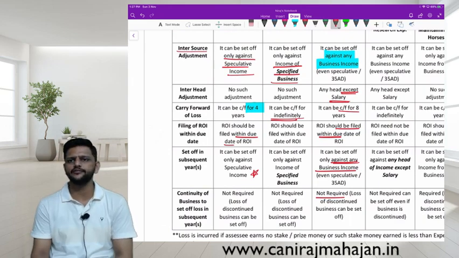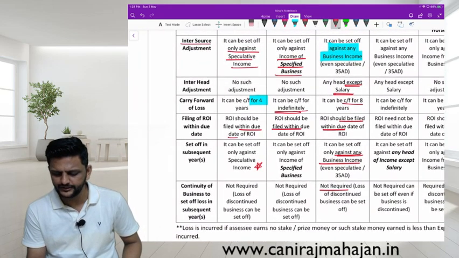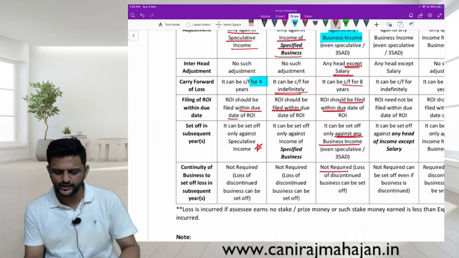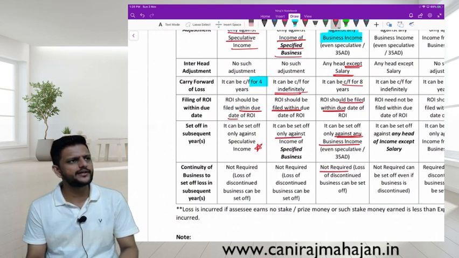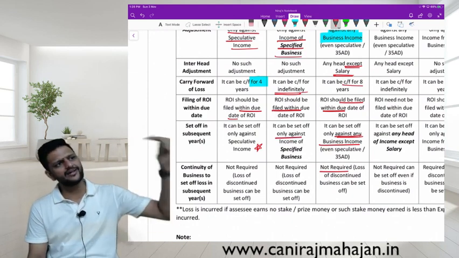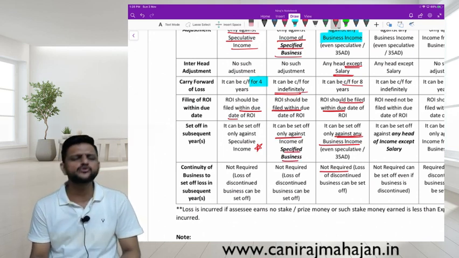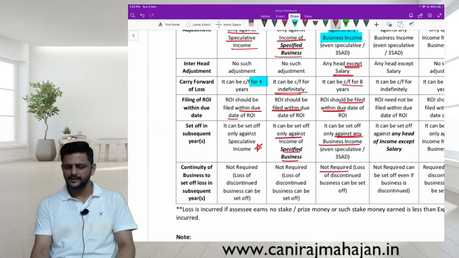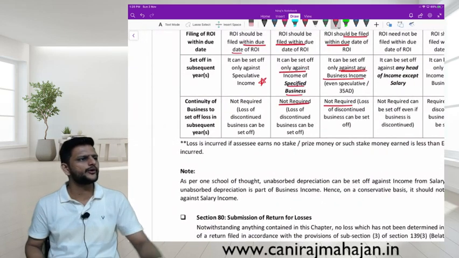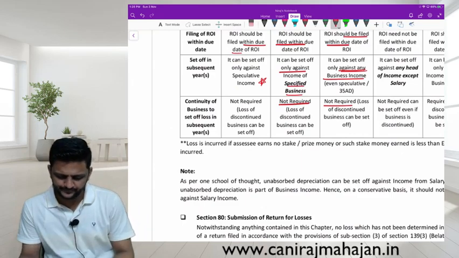We have seen this in 35AD also. Okay, ROI has to be filed within due date. And in the next head of income, again similar. It is allowed to be carried forward for indefinite period of time. It can always be set off only against the same source of income. So within the subsequent years, again same source of income, specified business. Discontinued business, if it is discontinued, still can be set off. Correct?